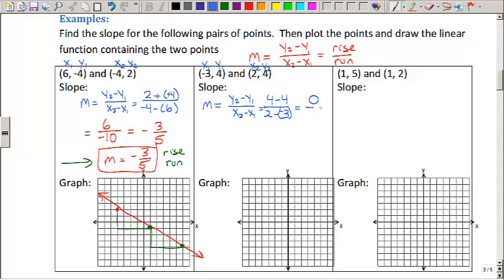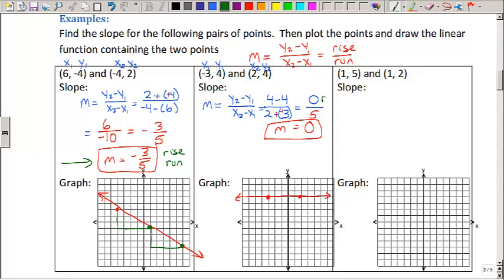4 minus 4 is 0. 2 minus a -3 is 5. And 0 divided by 5 is 0. So I believe my slope is 0. Next, it asks me to plot the points. (-3, 4) and (2, 4). I connect my line.